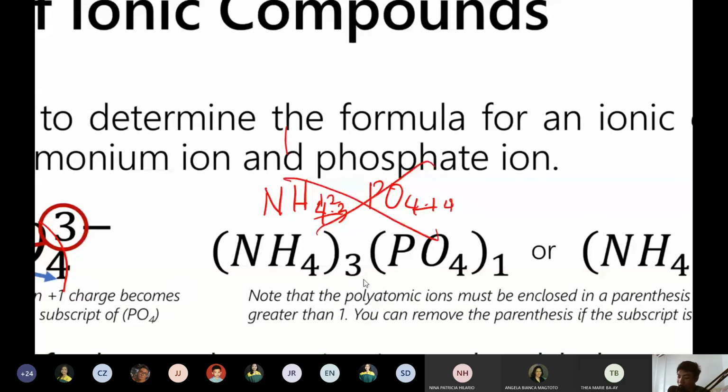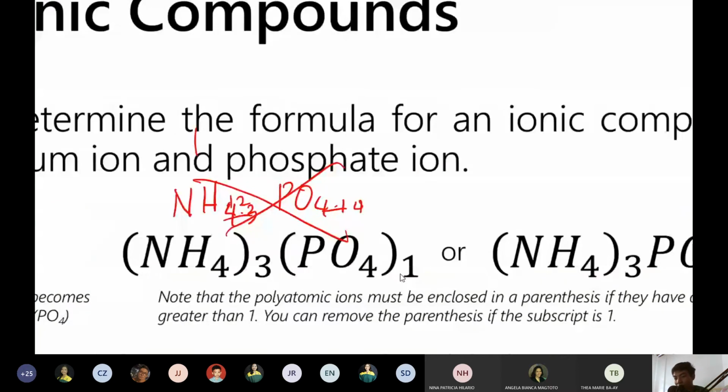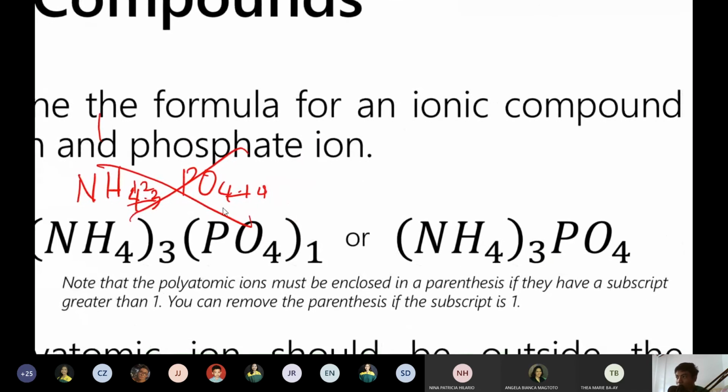Then again, if the subscript is 1, you can just remove it. When the subscript of the parentheses is 1, you can erase the entire parentheses. So you will have this.